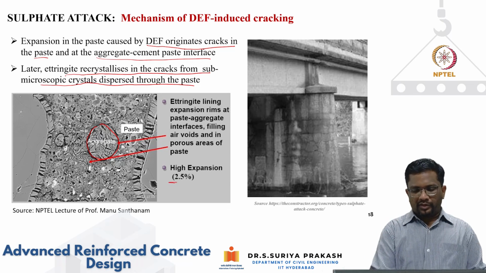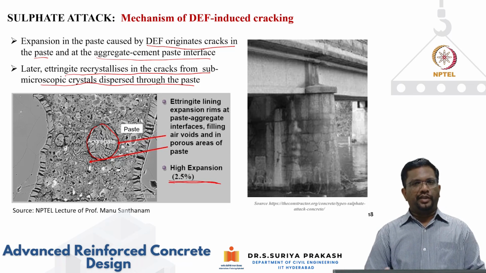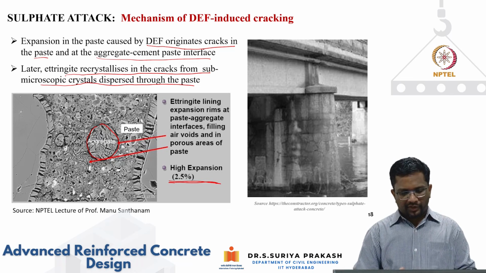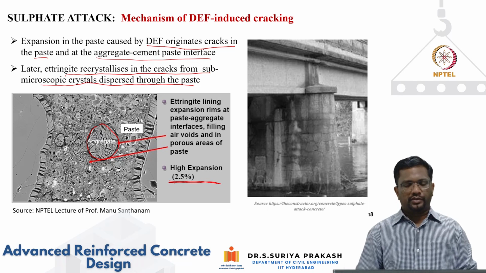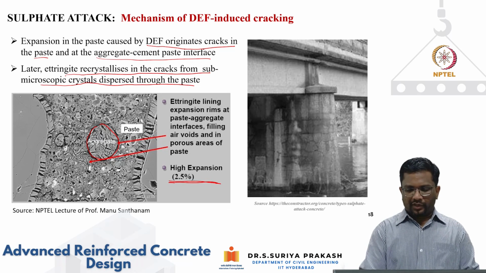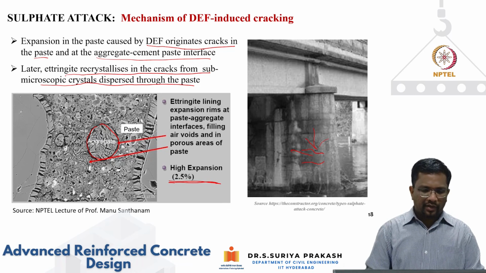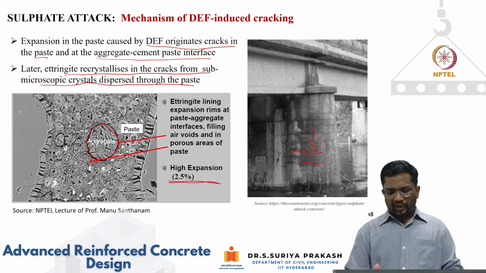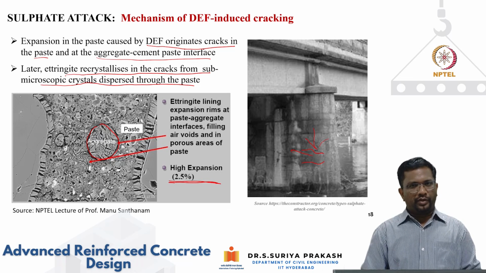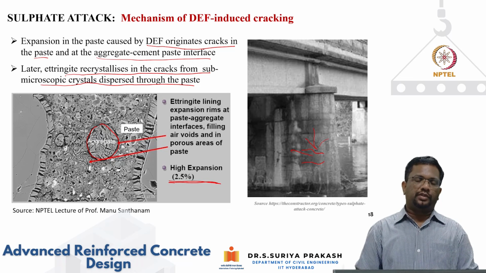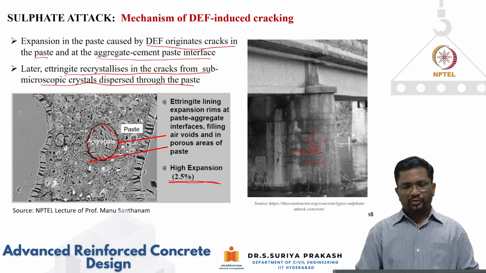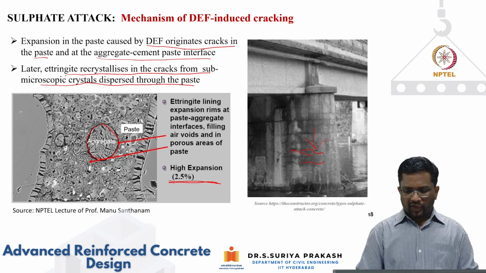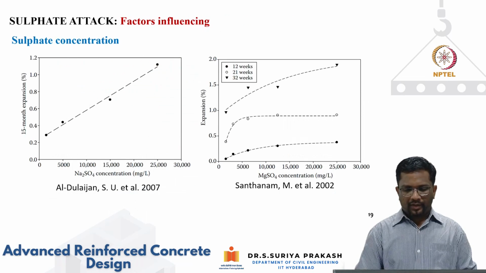The only problem is it's highly expansive. It creates high expansion, about 2.5%, so it is going to create a lot of tensile stresses around this delayed ettringite formation. It can lead to this kind of map cracks. Okay, this is due to delayed ettringite formation. We need to avoid it. So again, we have seen it in the previous slide. One way to reduce this is to use sulfate resisting cement and also use less C3A content in your cement. Right.